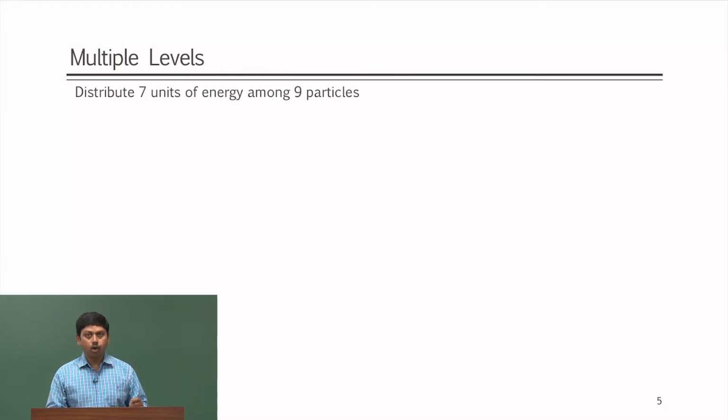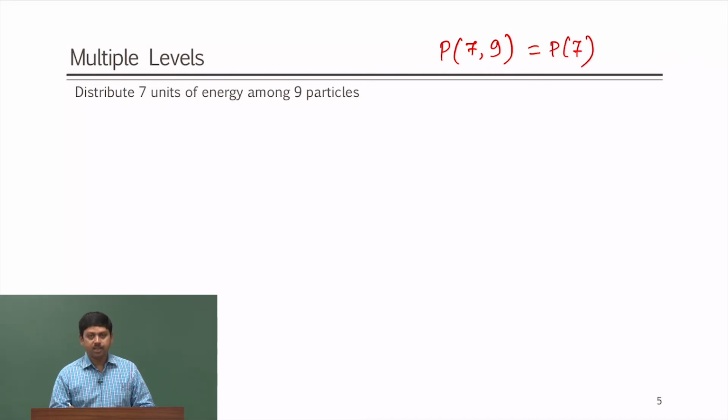Now, let us go to a little bit more complicated system and let us now distribute 7 units of energy into 9 particles. Again, if I have to tell you that how many number of distributions are there, I would partition 7 into 9 parts. Now, 7 cannot be broken into 9 parts. So, effectively P79 is basically nothing but P7. That means, partition the number 7 to all possibilities and that number is going to give you 15, as you can see from Mathematica, or you can do it yourself.